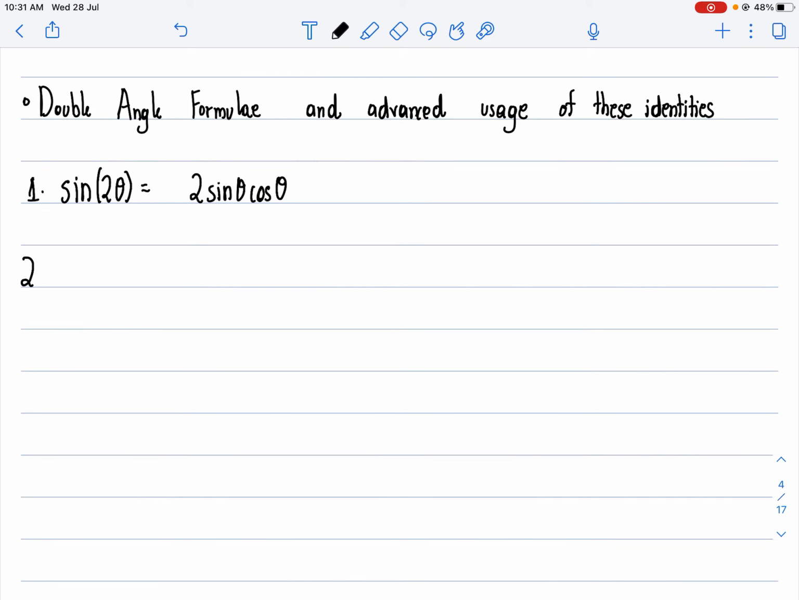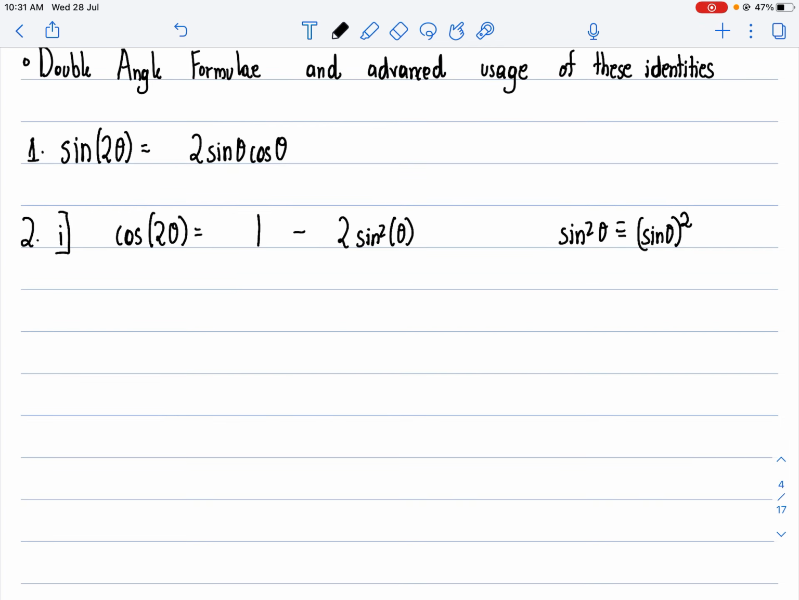Now, the second double angle formula. There are actually 2 formulas here for cos 2 theta. The first formula is 1 minus 2 sine square theta. Cos 2 theta equals 1 minus 2 sine square theta. And you already know that sine square theta is just equal to sine theta the whole square. Correct? This is what you know.